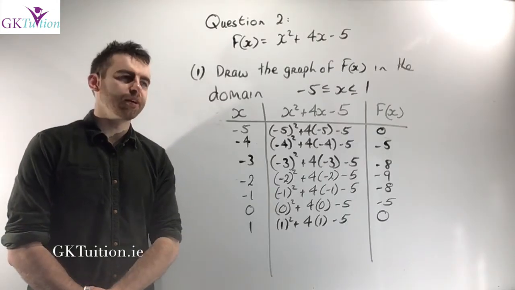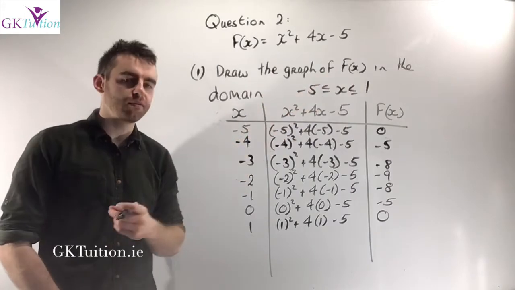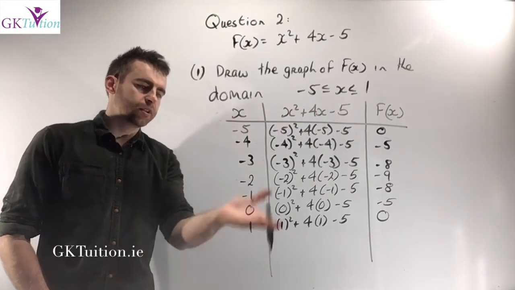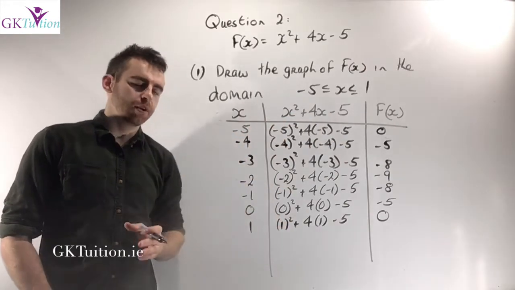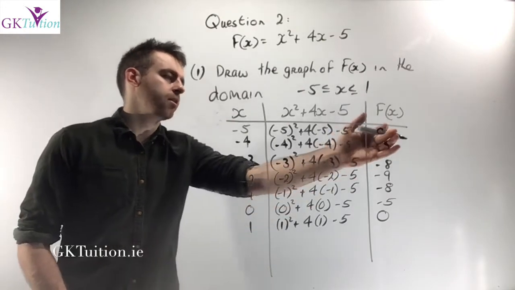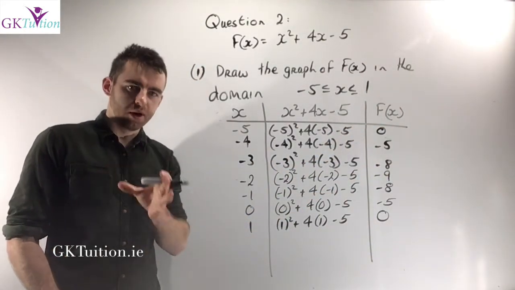Okay, so for the first part of this question, if I want to draw the graph of f of x in the domain minus 5 to 1, you can just plug it all straight into your calculator, or you can do it the old school way and work out a table, and ultimately you get all your coordinates. All your x values should be along here and all your y values along here. Now that I've worked out my coordinates, I can just plot the graph.